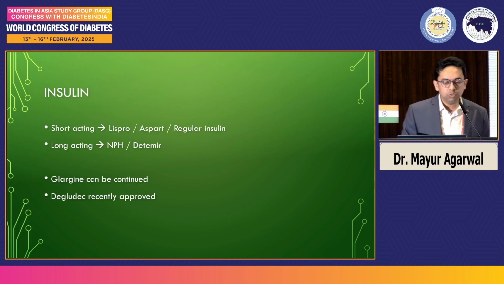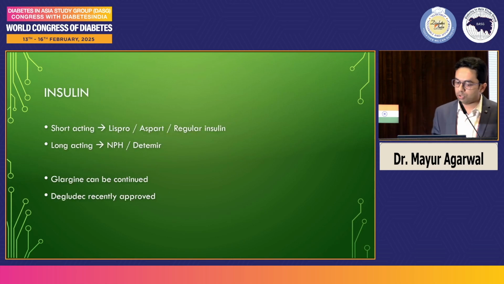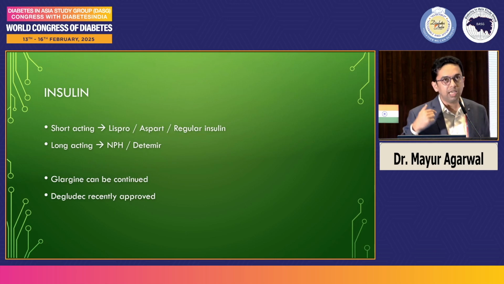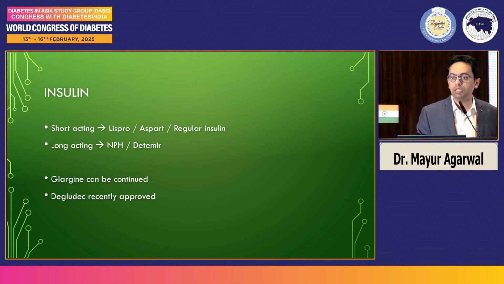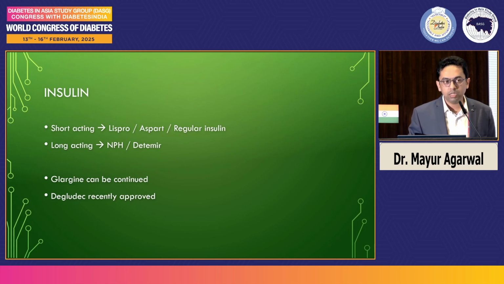Now let's talk about insulin. Lispro, Aspart and regular insulin are approved. For the longer acting, NPH and Detemir are approved. Glargine can be continued, but do not initiate glargine in patients who have GDM. And Degludec has been recently approved in pregnancy.